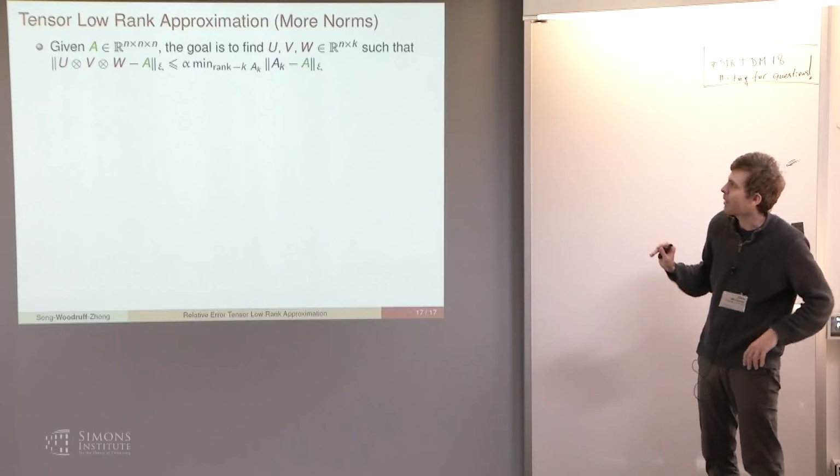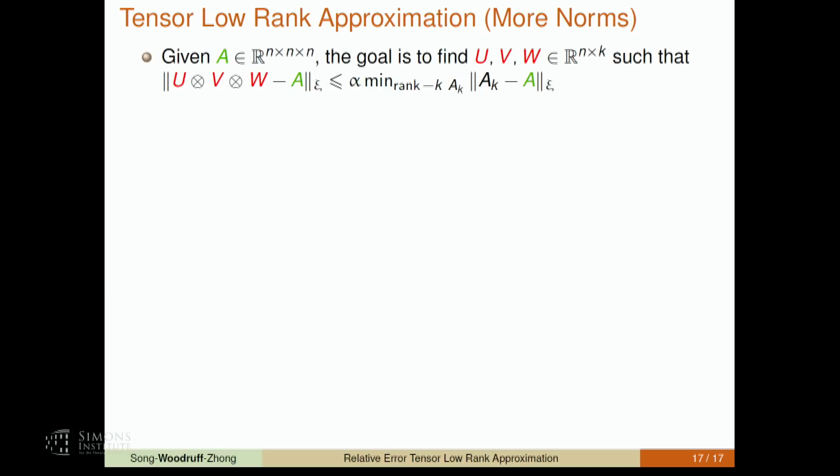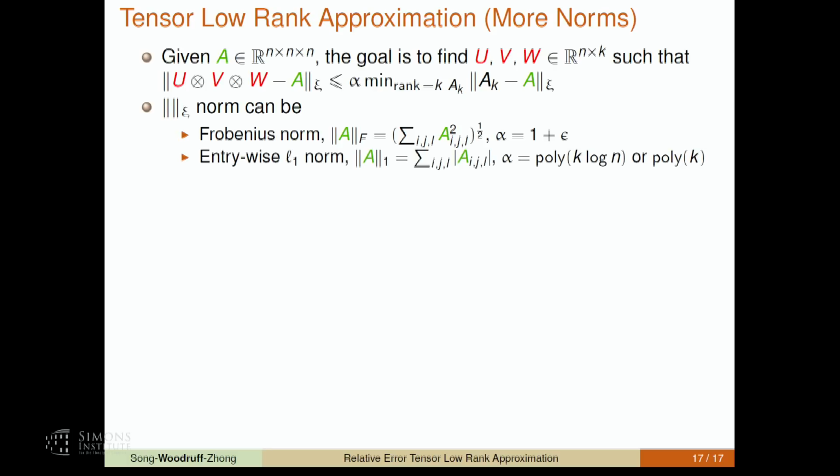And let me just wrap up on the last slide. So the goal is to find these factors for tensor low rank approximation. I explained how to do that for Frobenius norm. But there are all these other norms for matrices that we get the first algorithms for tensors. So we can get entry-wise L1 norm for tensors. The approximation factor, instead of being 1 plus epsilon, is poly k, or poly k log n.